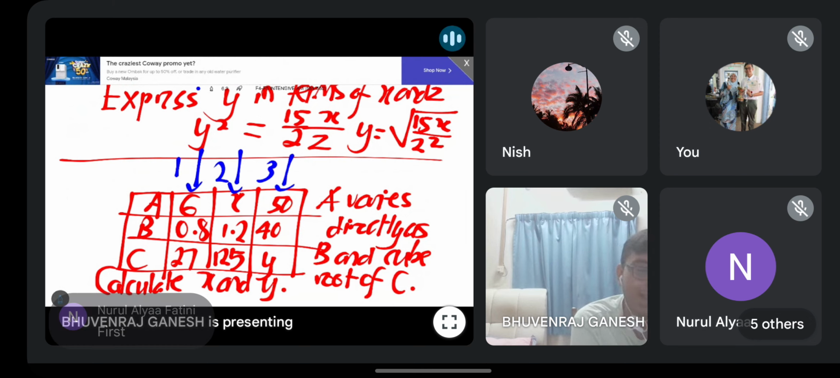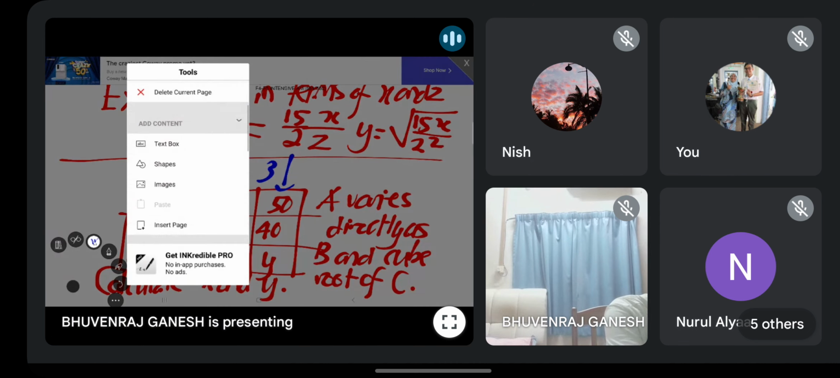Can anyone tell? Okay, correct. Why the first one? Mengapa saya ambil yang pertama dulu? Mengapa tak ambil yang kedua atau ketiga? Yes, correct. There is no unknown. Because remember, our first step is we must find the K value. Cari nilai K. So, K ada satu unknown dah.